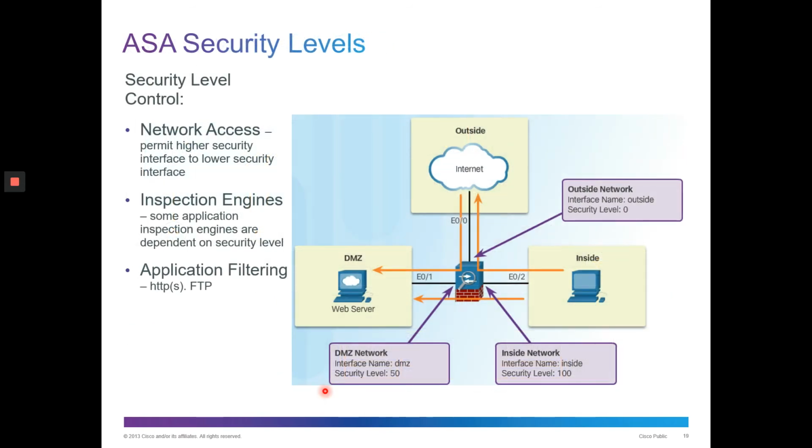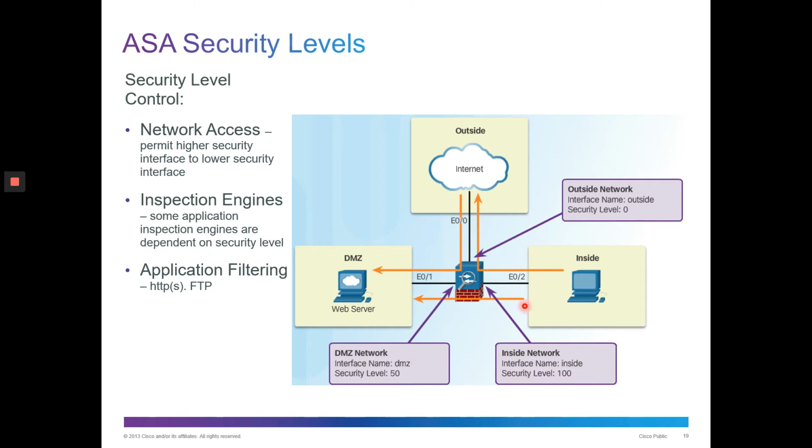So now we're going to go into more detail. We have different levels of security, as I mentioned, we looked at this one before. Usually when you talk about these levels, we assign different numbers to each security level. The higher the number, the more secure the level. So if you look at the inside, the security level is 100. If you look at the outside, it is 0. If you look at the DMZ, it's 50.